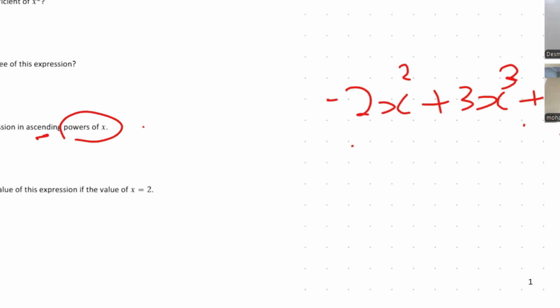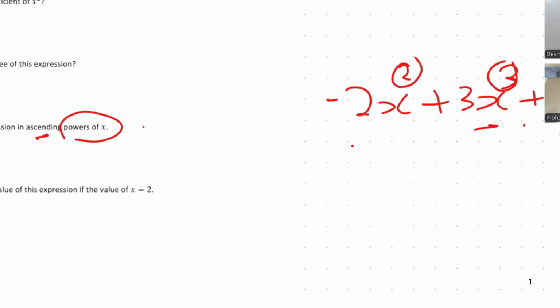Because the moment you start with this one, it will be descending: 3, 2, and so on. So obviously, write this expression in ascending order. Surprisingly enough, it is already written in ascending order according to the power of x. Because now you can tell this is smaller, this is bigger. Is that clear? Yes, sir.